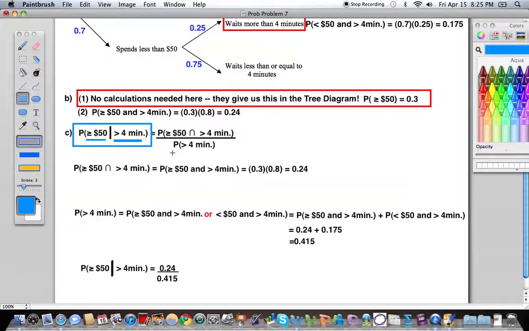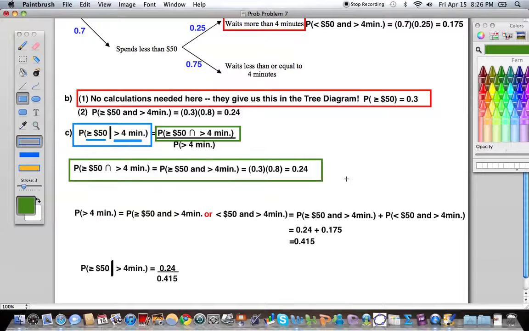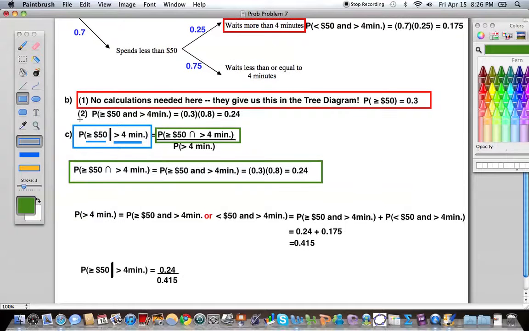more than $50 and waiting more than 4 minutes, our notation right here, divided by the probability of them waiting more than 4 minutes. So let's first take a look. Again, I'm going to color code this. You've seen this in other problems if you've been watching them. So the probability of someone spending more than $50 and waiting more than 4 minutes, that's right here. And we actually found that in B part 2. So we already have that under our belt.